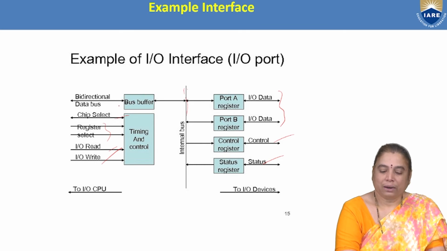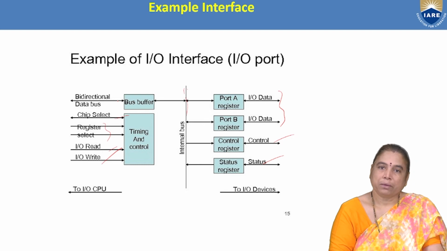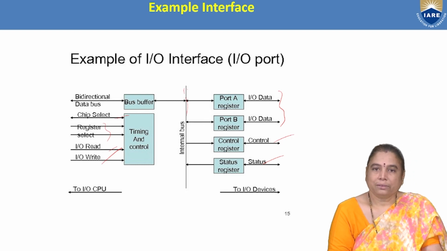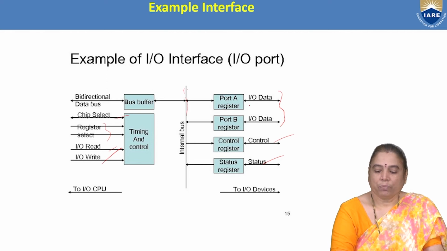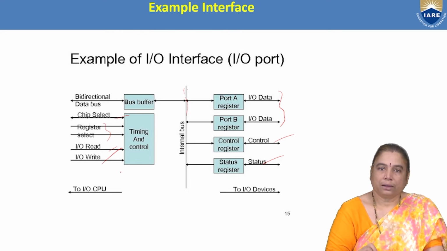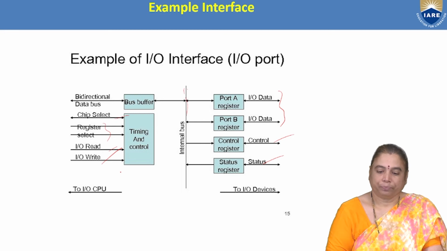So whatever data is given as input output must be stored in the buffer. With this buffer, depending upon the control signal that is generated by the timing and control signal, the read and write operation can be performed. So like this, the interface can be used between the input-output devices and the CPU.